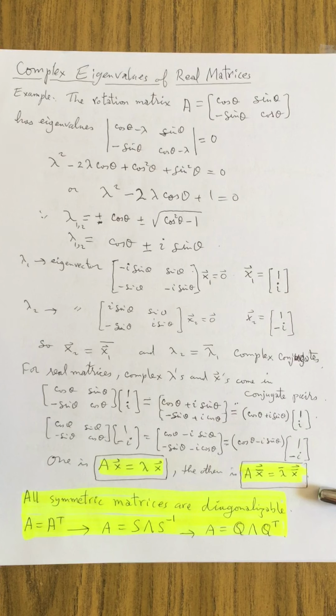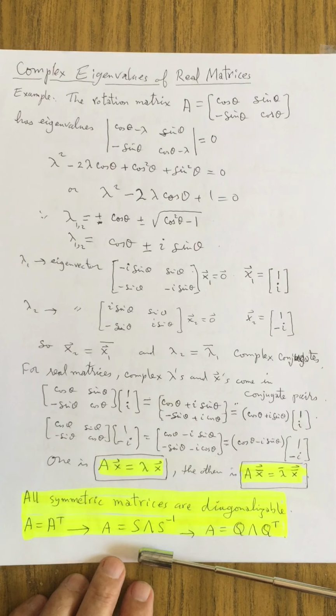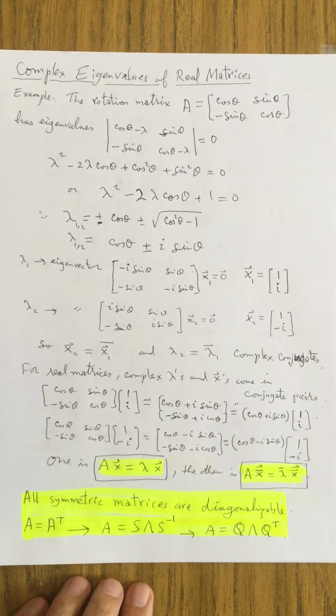So all symmetric matrices are also diagonalizable. So A equals A transpose means A equals S lambda S inverse, or A equals Q lambda Q transpose when we make the columns of S orthonormal.